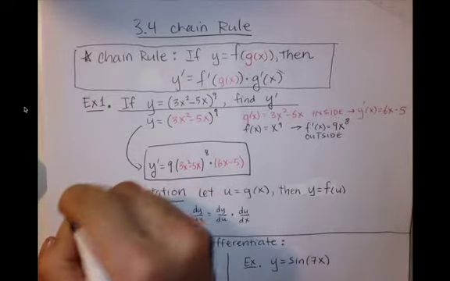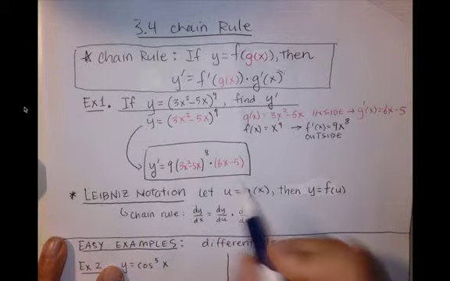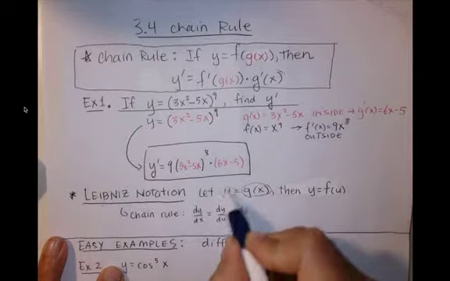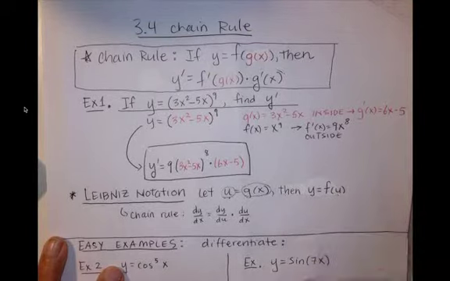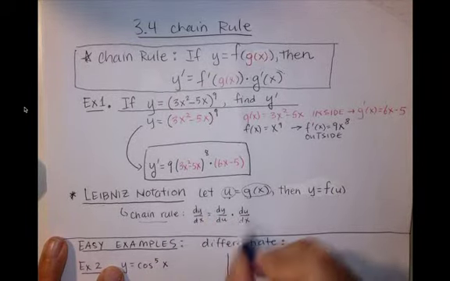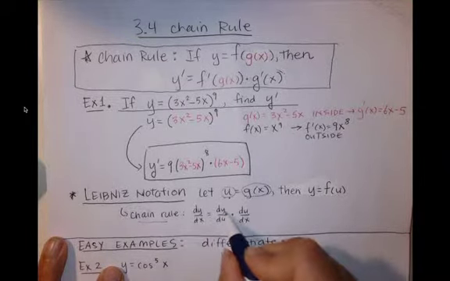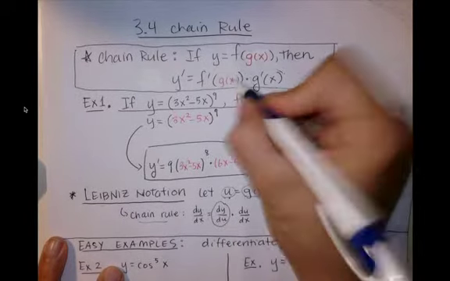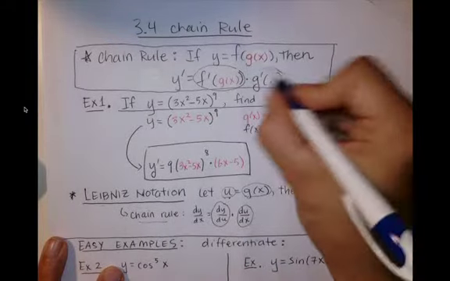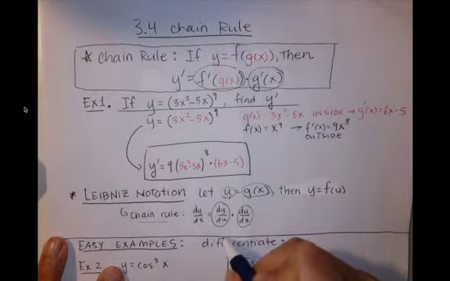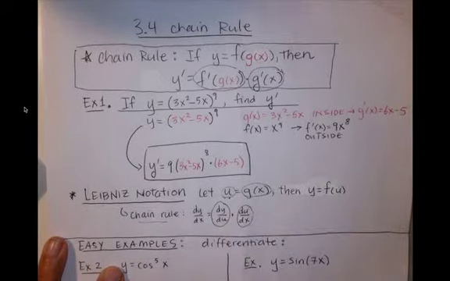Now the next thing I want to introduce is something called Leibniz notation. With Leibniz notation, we let the inside function be equal to the variable u. Therefore, y is equal to f of u. And I can write my derivative now using Leibniz notation. So the derivative of y with respect to x is equal to the derivative of y with respect to u, so that represents this part, times the derivative of u with respect to x, so that represents this part of the chain rule. Notice how it seems like they cancel, but across the diagonal they match up.